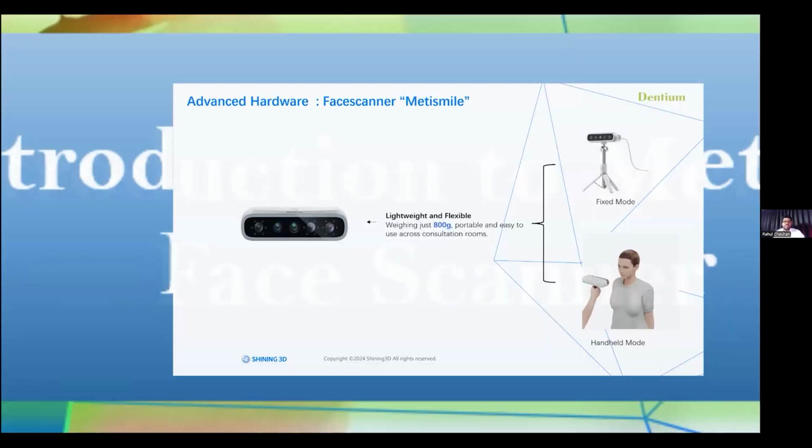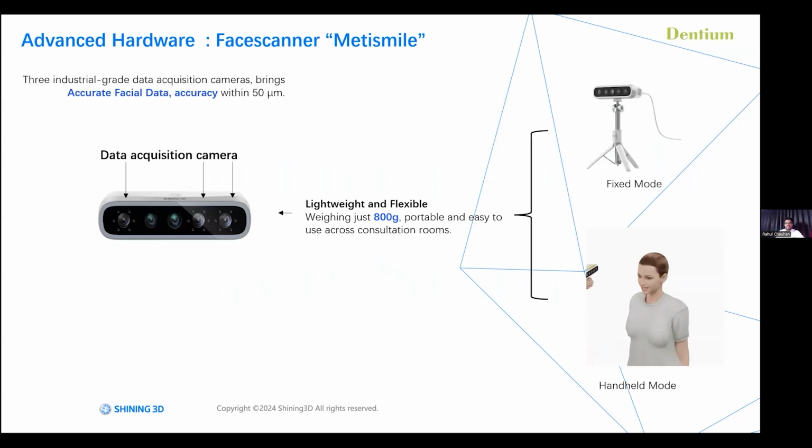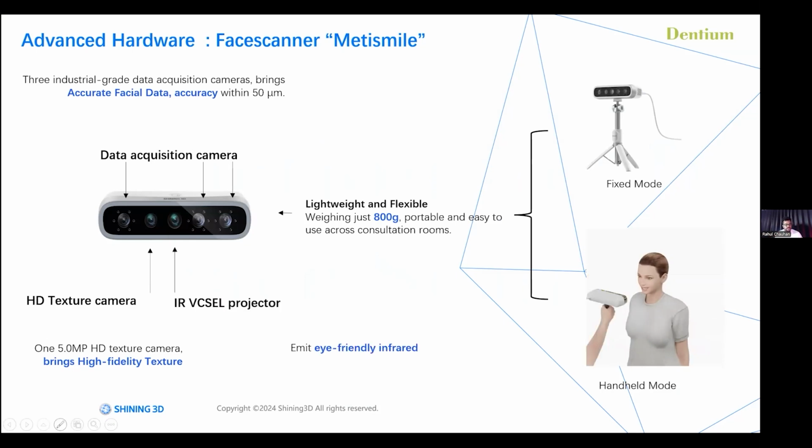Now let's introduce our face scanner. This is our face scanner. You can use it in standby mode, fixed mode, by putting it on the table, or else you can use it in a handheld mode by holding it in the hand and just scanning. And another thing is that this scanner uses an IR projector. IR means infrared, which is not visible at all, unlike a normal camera which gives you a flash. So it will not affect the patient's eyes at all, and you can capture accurate data.